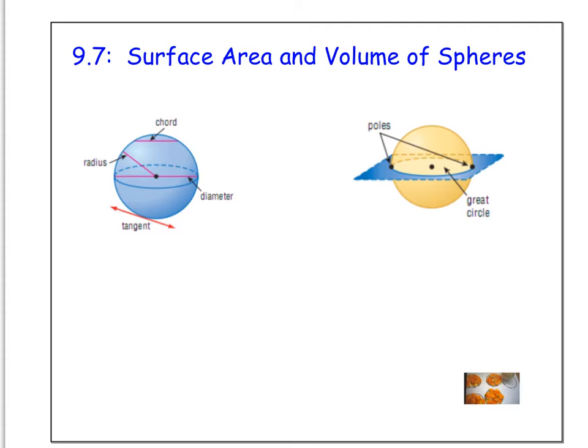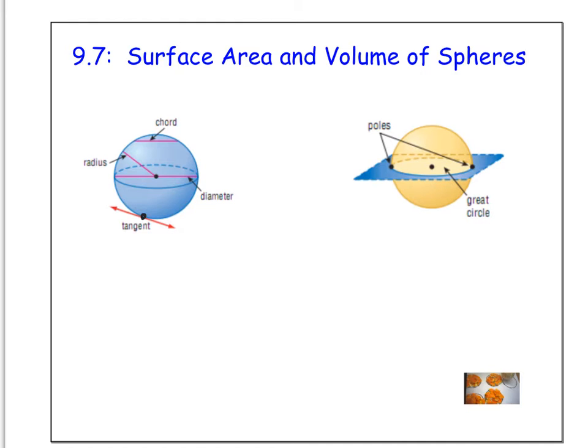And so a sphere also can have a chord, a radius, a diameter, a tangent. Remember, a tangent is a line that touches a circle in exactly one spot. Well, a tangent can also touch a sphere in exactly one spot. Also, a sphere can have poles, like with the Earth, you've heard of the North and South Pole.